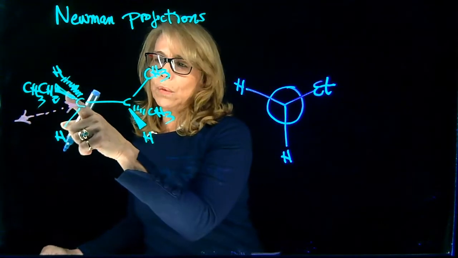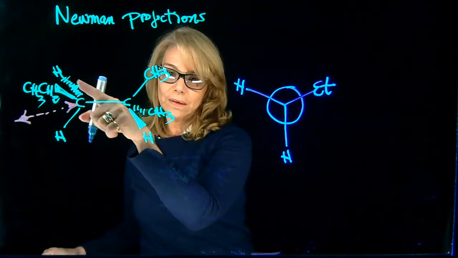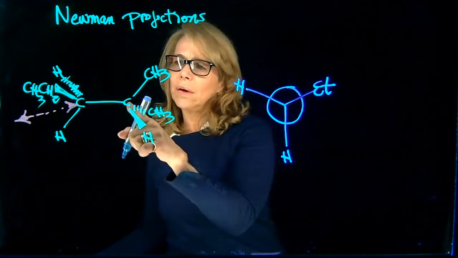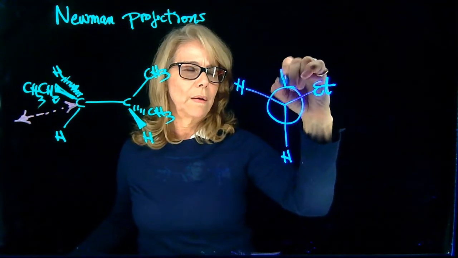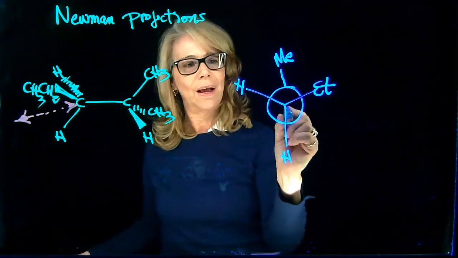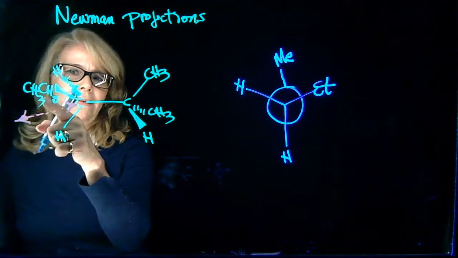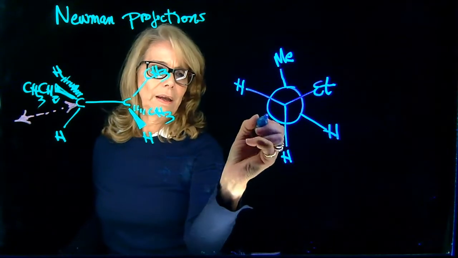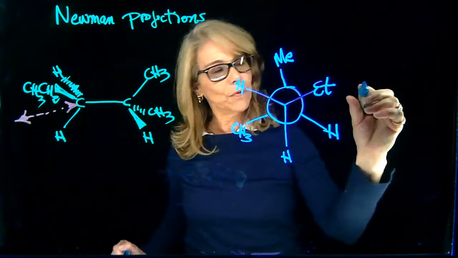So notice here, from this point of view, what is on the wedge went to the right side, and what is on the dash went to the left side. In the carbon in the back, I see that it has a methyl up. And just to be consistent with the nomenclature, I'm saying the CH3 is a methyl. Now I see the hydrogen here is wedged, so it's on the same side as the ethyl. And so the hydrogen is here, and then the methyl in the carbon in the back is going to be like that. So this conformation is staggered.